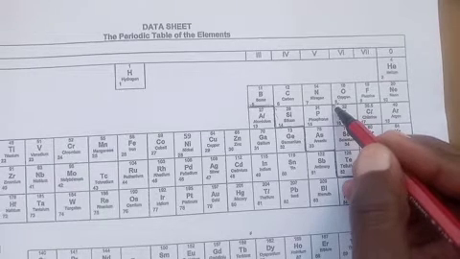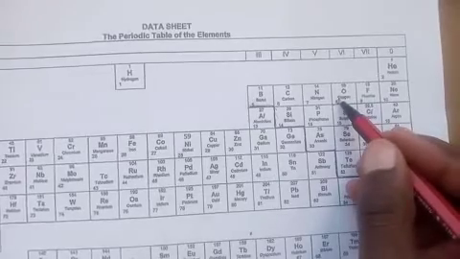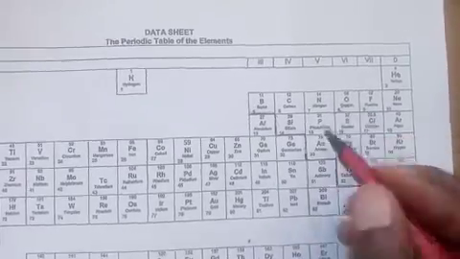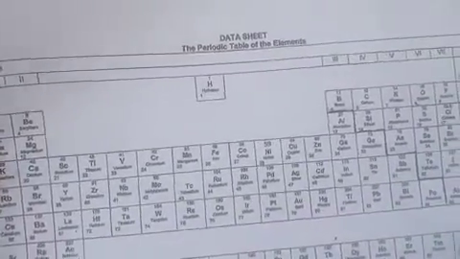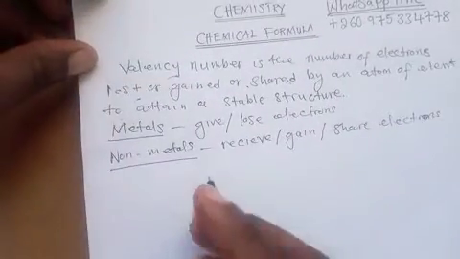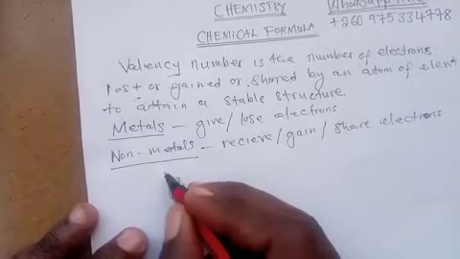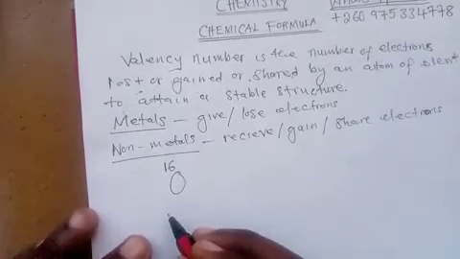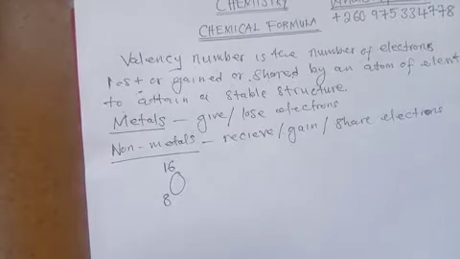Now, how do we know the valence number of this atom, the element oxygen? Oxygen is like this: it has 16 as the mass number and 8 as the proton number.